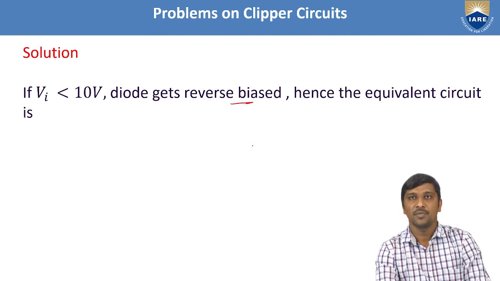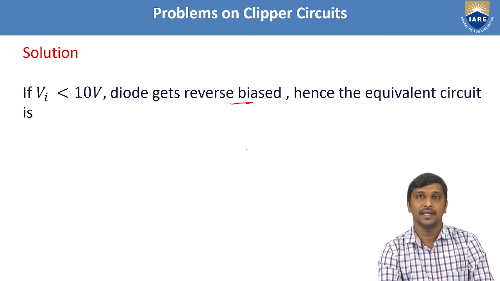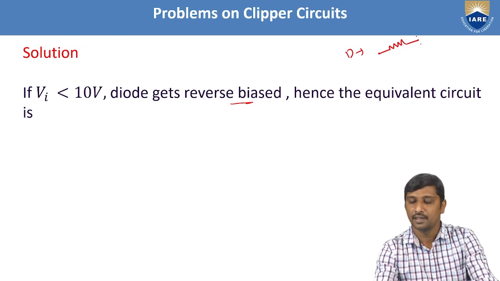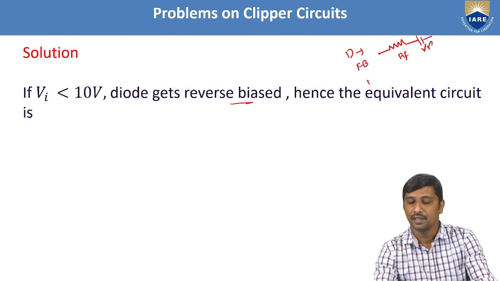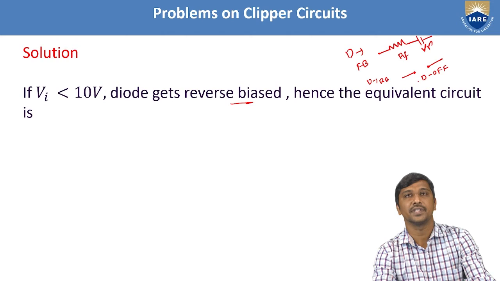Now I'm going to redraw the equivalent circuit. How are we going to redraw it? If the diode is conducting, it should be replaced with the diode forward resistance along with the cut-in voltage. This is the diode forward bias. If the diode is reverse biased, ideally I consider that it is replaced with simply an open circuit. Here the diode state is represented as the off state.